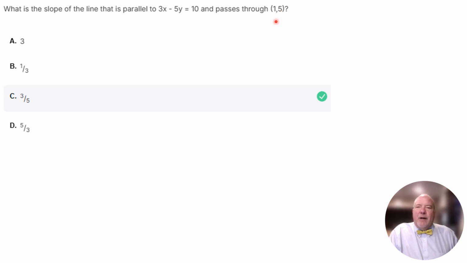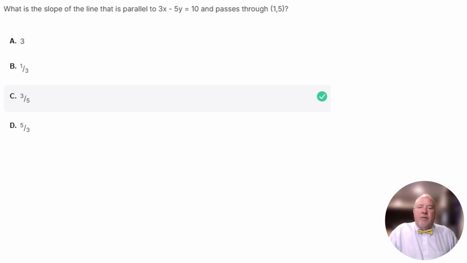Now, they tried to throw you off here because you don't honestly need this point. You don't need to know that. All you need to be able to do is figure out the slope of this line, because we know a parallel line would have the exact same slope. So this equation is currently in standard form, and we're going to put it into slope-intercept form so that we can find what the slope is.